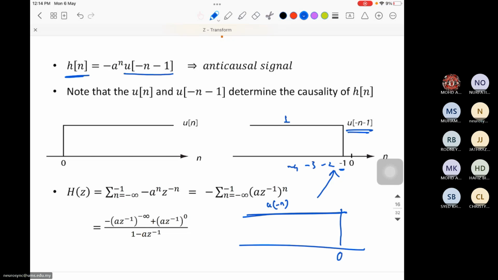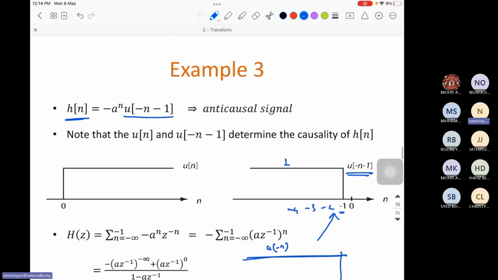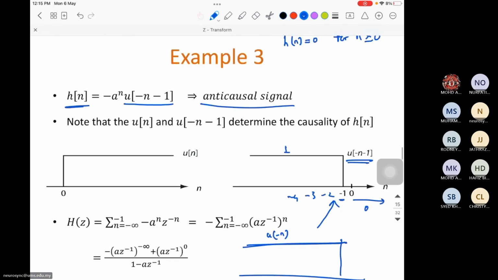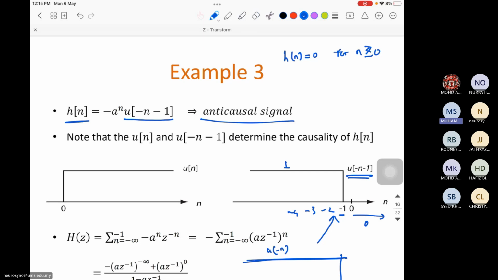Now, this is an anti-causal signal. What is the definition of an anti-causal signal? h of n equals 0 for n greater than or equal to 0. For this signal, for n greater than or equal to 0, h of n is 0. Therefore, this signal is the anti-causal signal. Are you getting this? Yes, students? So far okay, doctor. Okay.